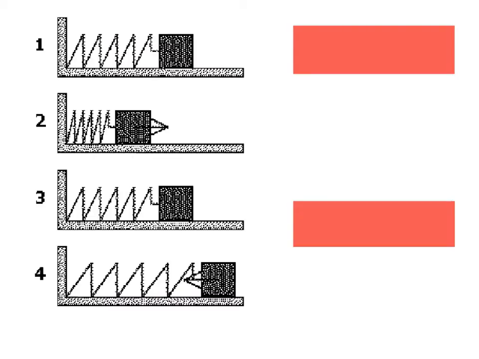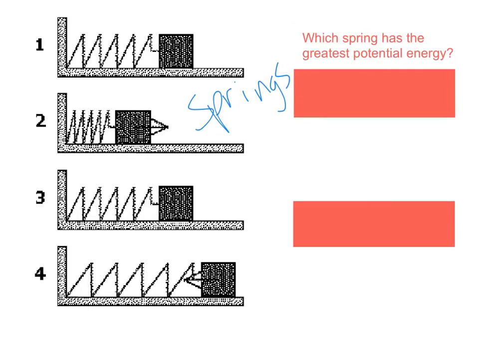Here we have 4 different springs. These springs are being stretched, but they're not all stretched the same amount of distance. Some are stretched more than others. So here's my first question for you. Which spring would have the greatest potential energy? Alright, so go ahead and pause the video here, try to see if you can answer it, and then continue playing the video so I can give you the answer.